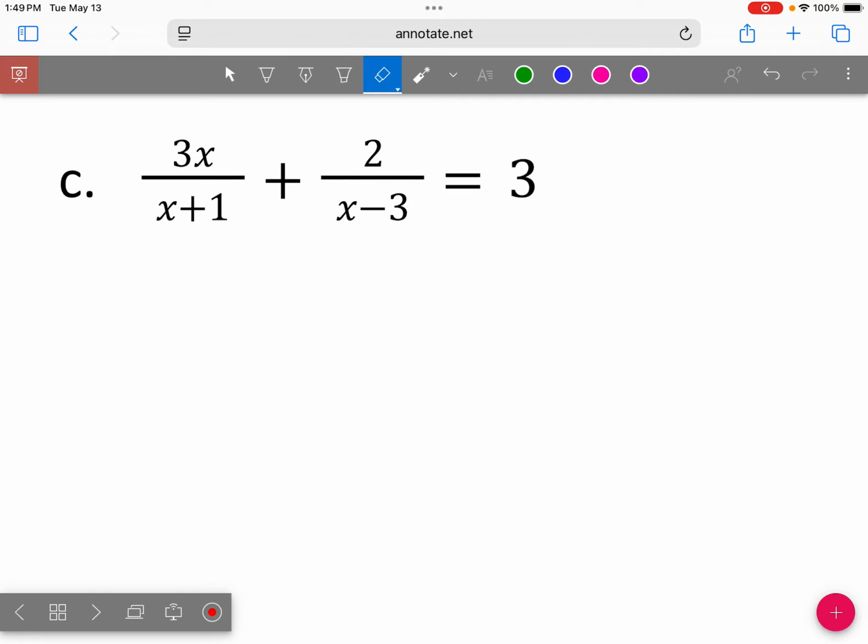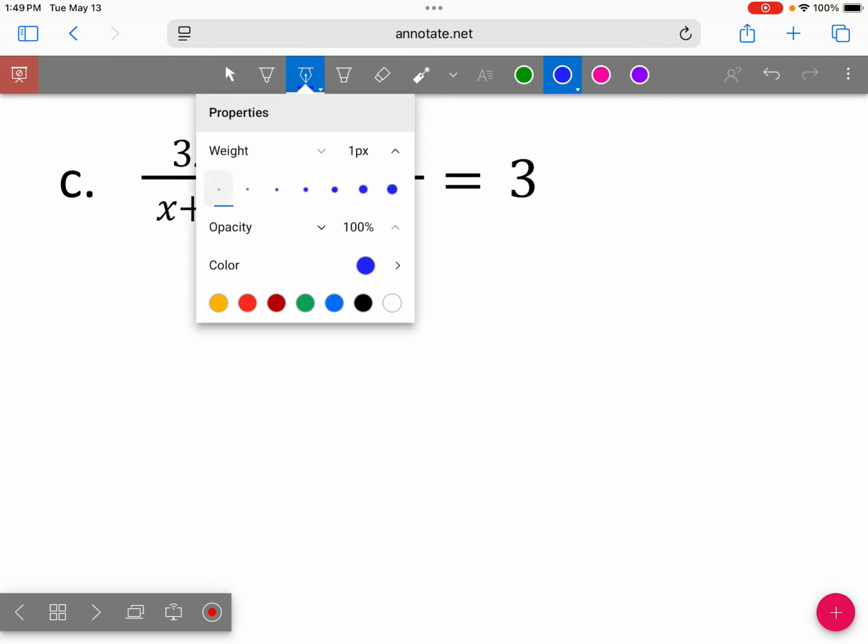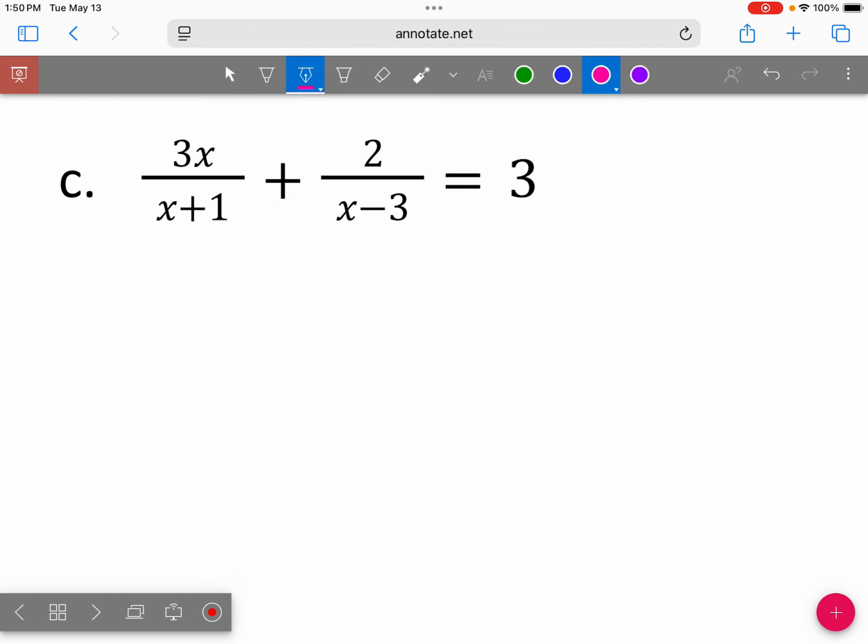So since we have that equal sign, we don't necessarily need to get to common denominators to be able to add that together. What we're going to do is find our least common denominator to multiply everybody by, so to get rid of all of our denominators. That would be ideal.